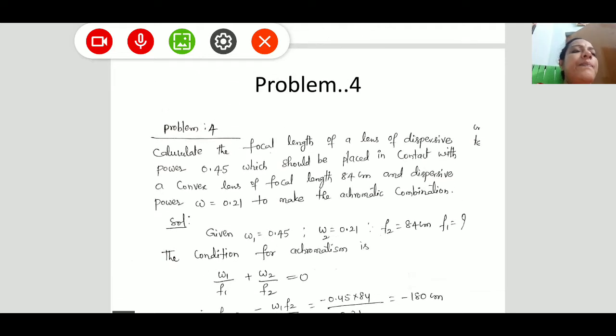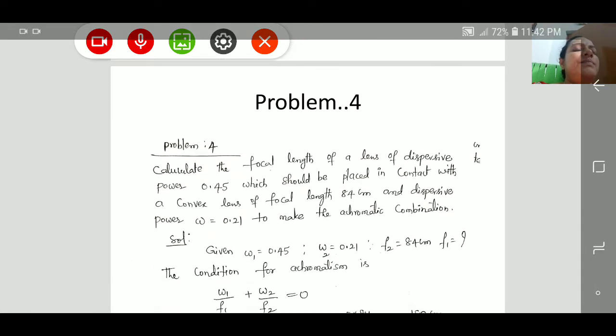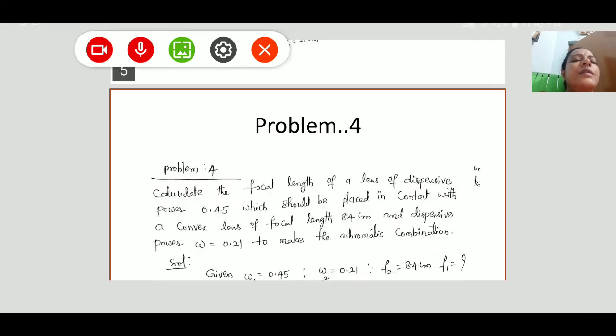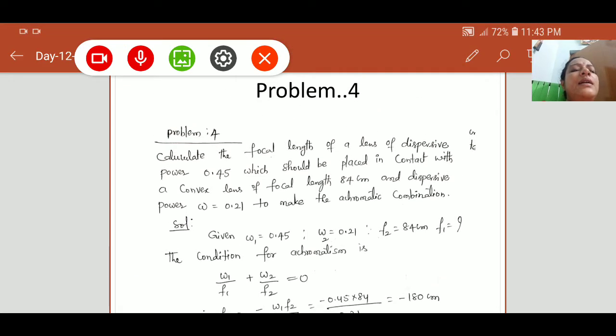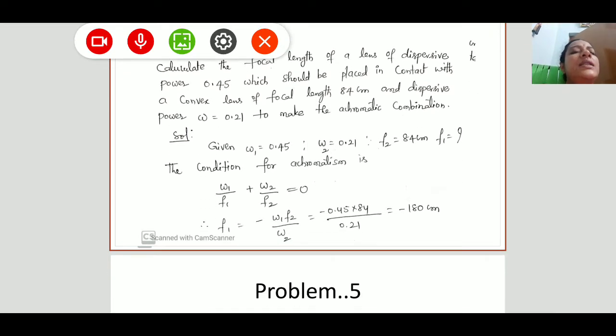Next, let us see another problem, the fourth problem. See here, calculate the focal length of a lens of dispersive power 0.45 which should be placed in contact with a convex lens of focal length 84 centimeters and dispersive power omega is equal to 0.21 to make the achromatic combination.